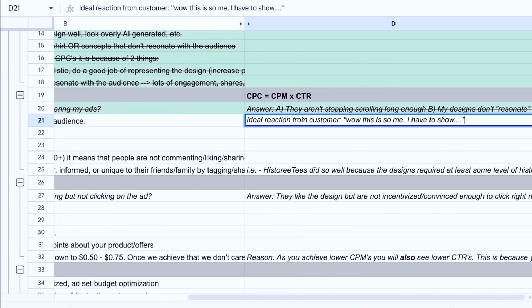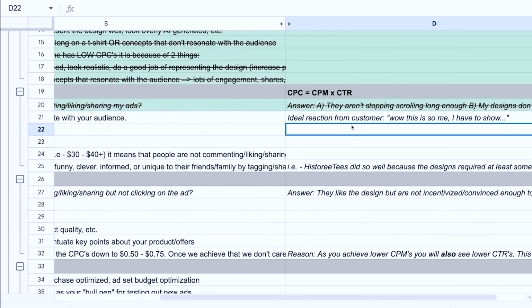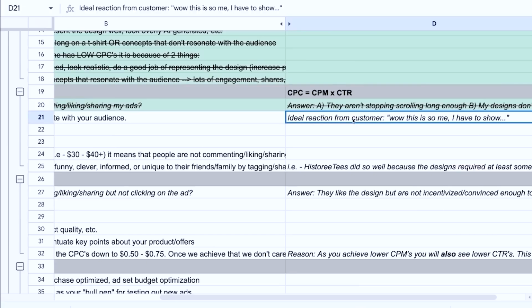And the ideal reaction we want from customers is to go, wow, this is so me, I have to share this. Not in so many words, but this is a general explanation of the experience we want them to have. We don't want them just looking at our ad and going, yeah, that's a t-shirt, and then just scrolling by. The goal that we're after is gripping them and making them feel like this brand, this niche, this mockup, this specific product was made specifically for them and nobody else. Once you figure that out, once you crack that code, then you get insane engagement.